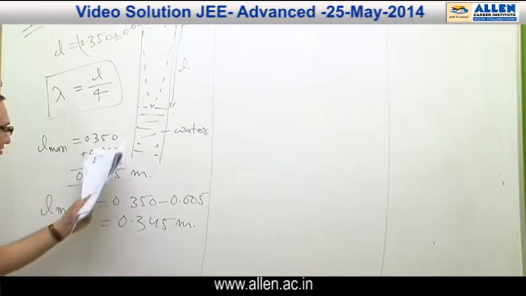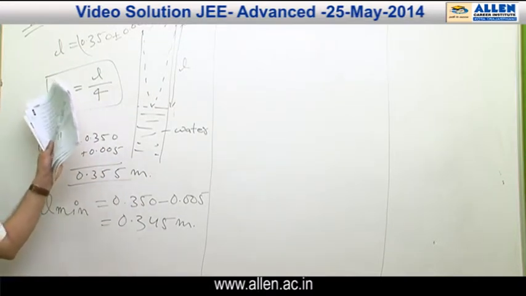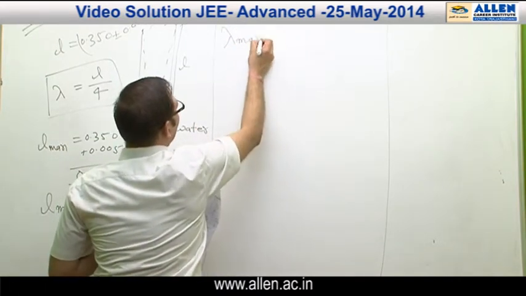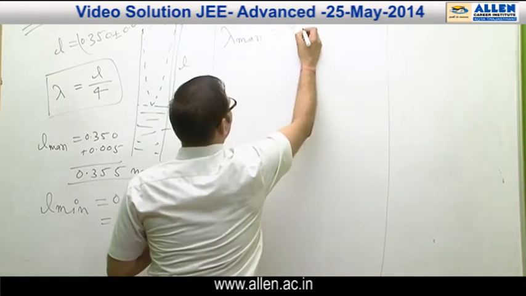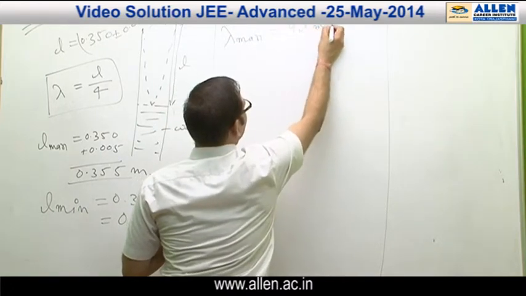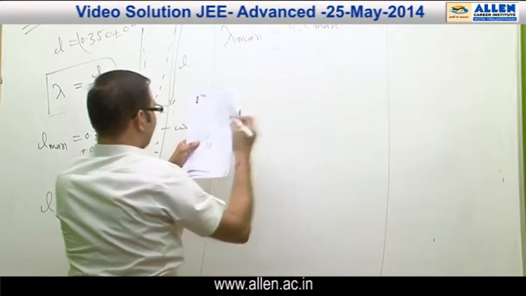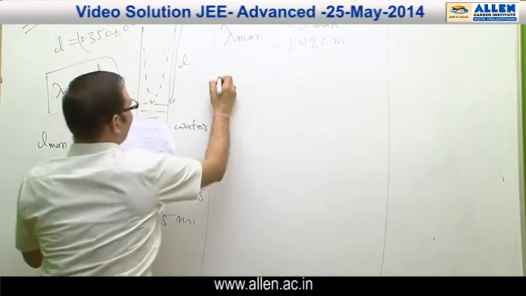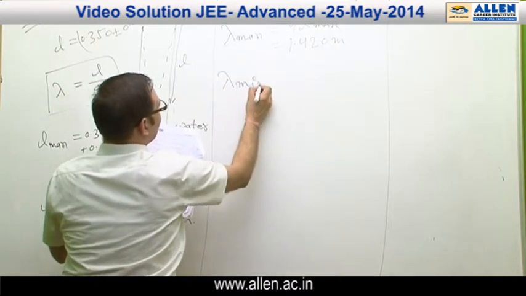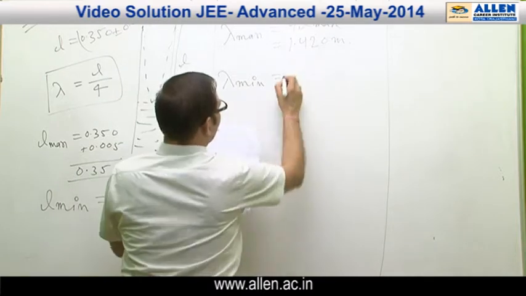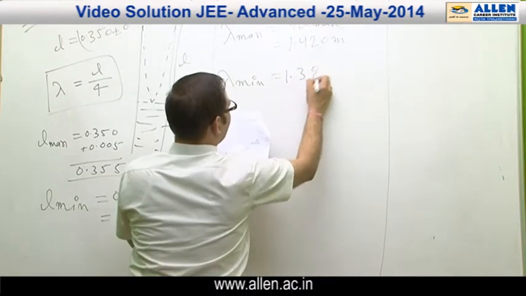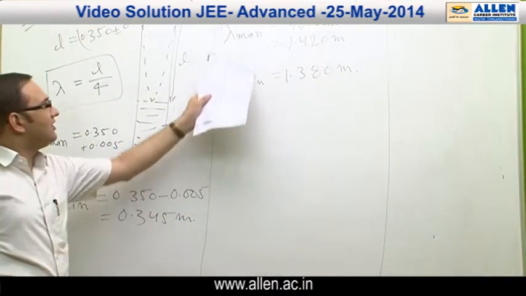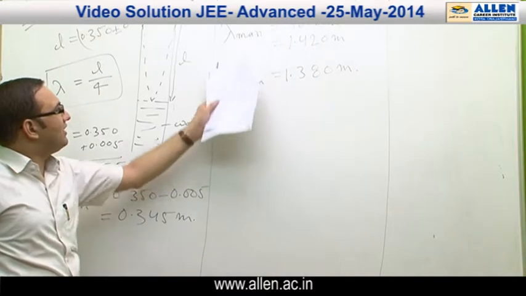Now using this range of length, we have to find a range of wavelength also. So the maximum wavelength would be lambda max equal to 4 L max, which comes to be 1.420 meter. In the same way, lambda minimum comes to be 1.380 meter. This is the range of wavelength.